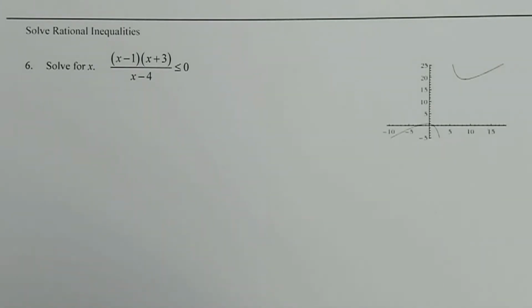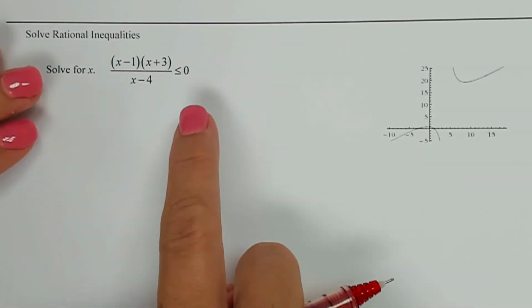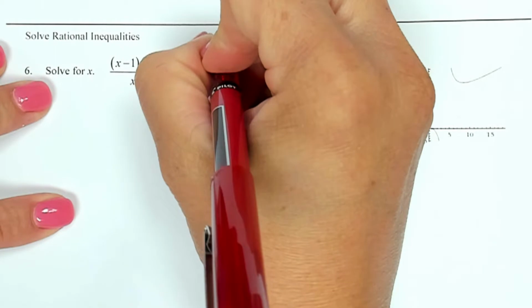All right, so let's take a look at number 6. Number 6 is we've moved along from these quadratic inequalities to now rational inequalities. And they've provided the graph, which is very helpful again. But I would make a note here.